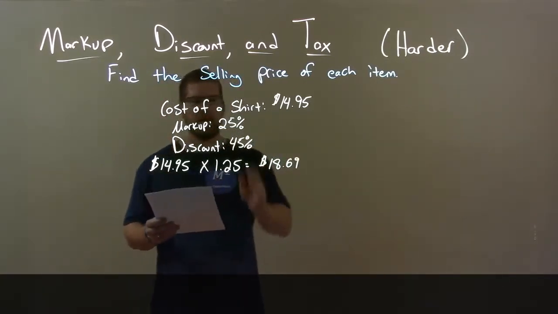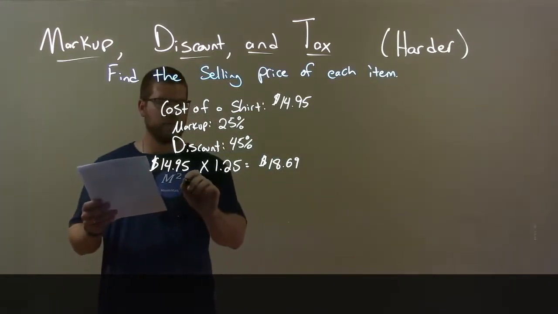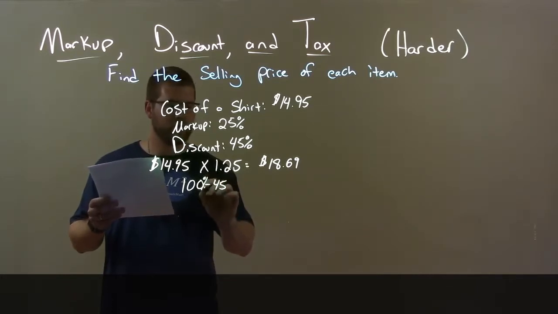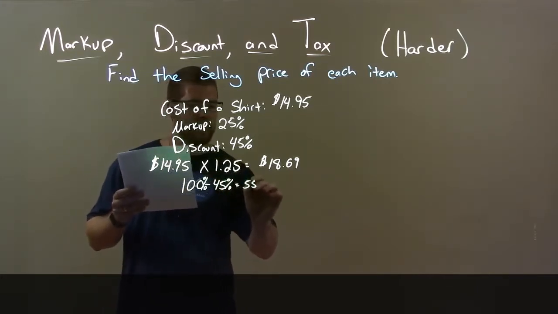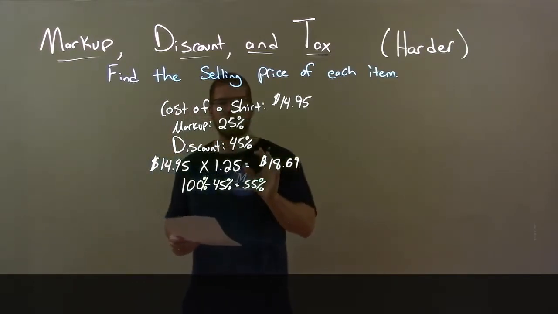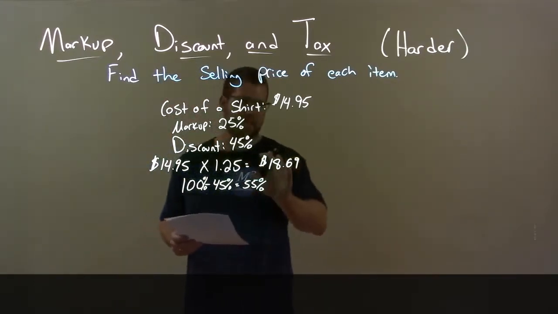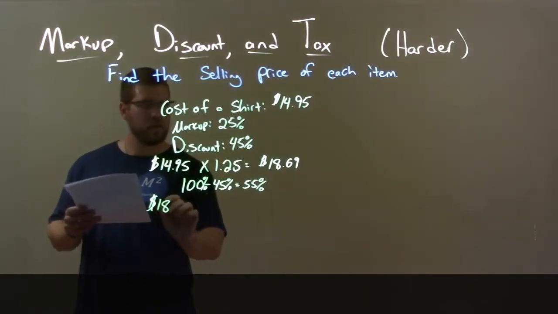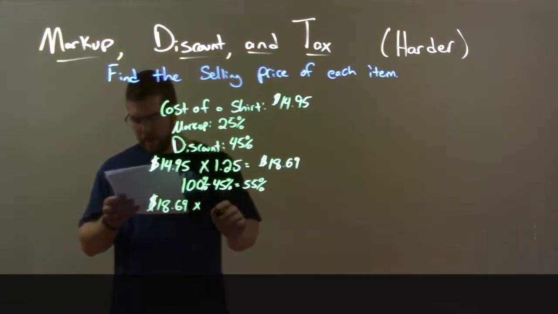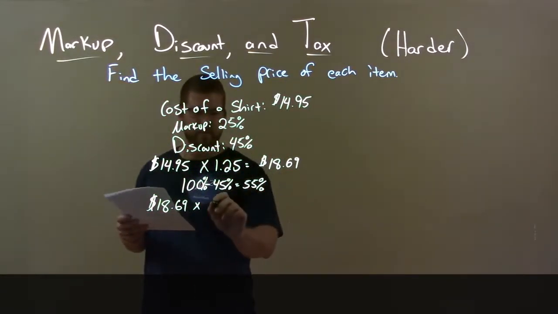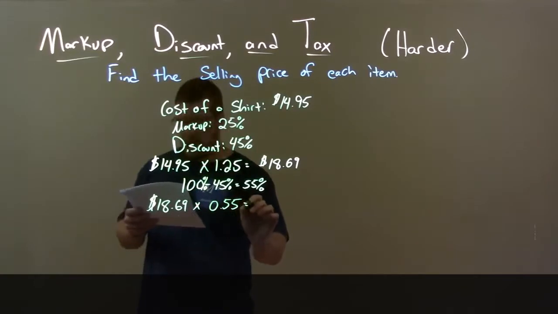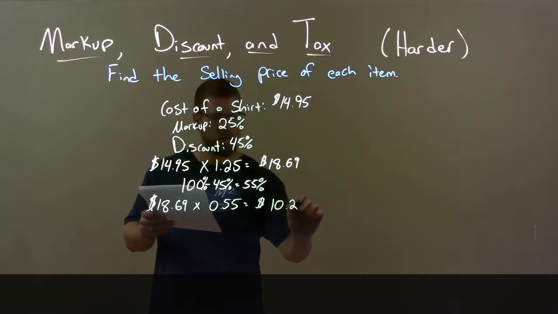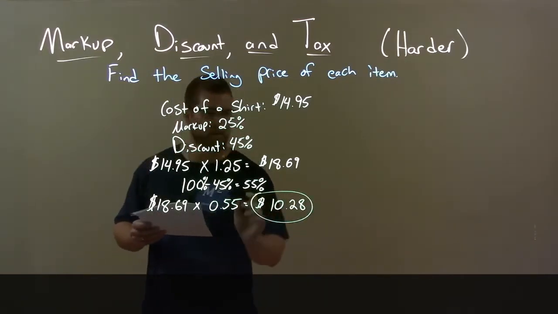$18.69 here. Okay? Now a 45% discount represents, really we only pay, we'll take 100 minus 45, right? 100%, whoops, minus 45%, and that gives us 55%. Okay? That means we're going to pay 55% of that final price, or that price right there that we found. So we take the $18.69 and multiply that by 55% as a decimal is 0.55, and that gives me a final answer of $10.28.